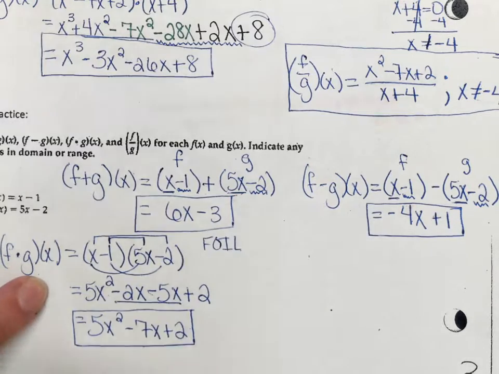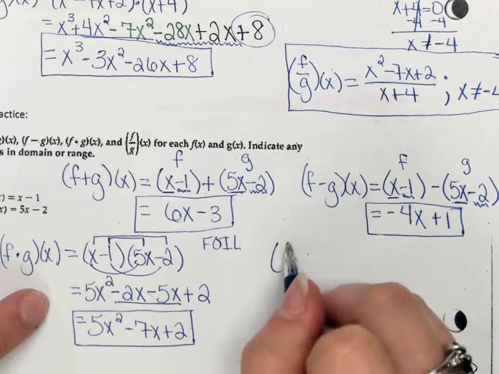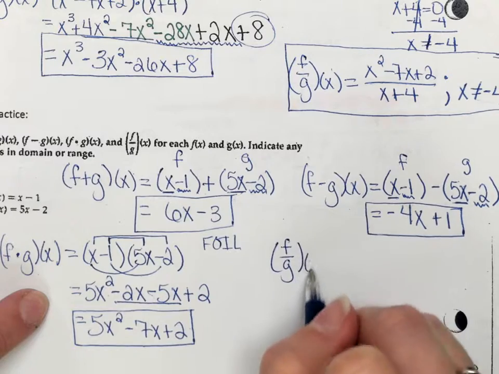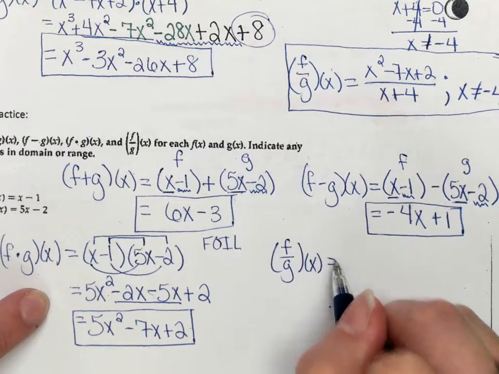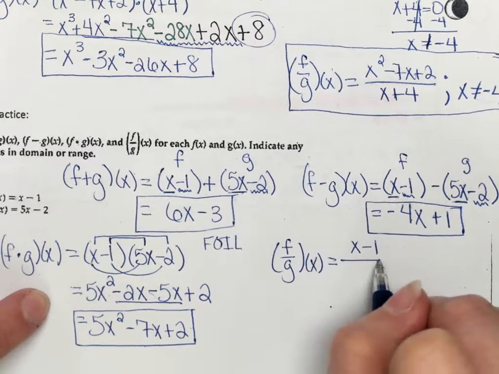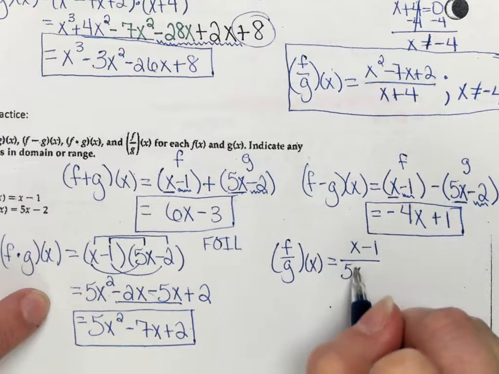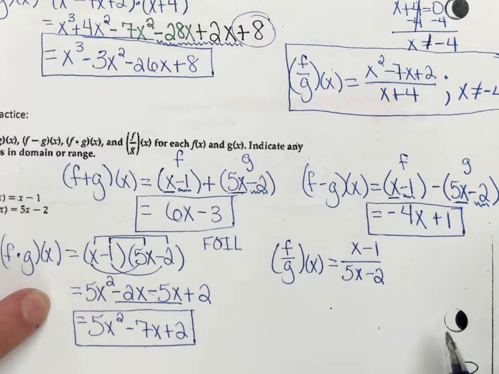Alright, then we had one more operation. We have to do the division one. So let's see, we're going to do f over g of x. So our f of x was x minus 1. Our g of x is 5x minus 2.